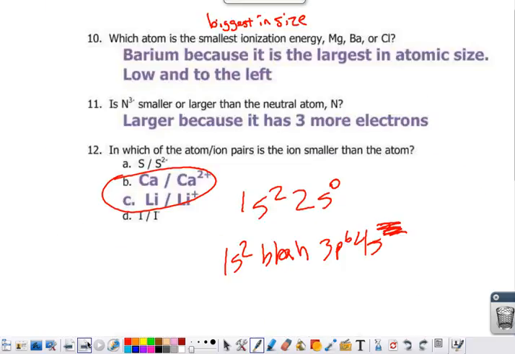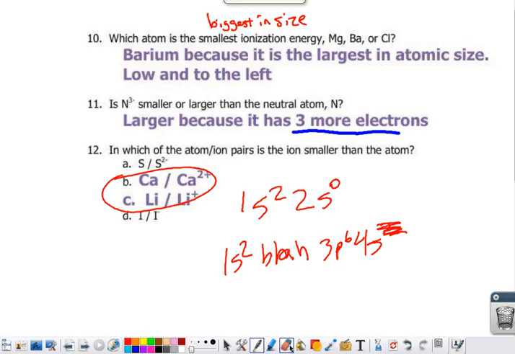Where were we? We're right here. Is nitrogen minus 3 smaller or larger than neutral nitrogen? What does nitrogen minus 3 mean? That means that unlike nitrogen, it has 3 more electrons. So it would be larger because it's gained 3 electrons. In which of the atom-ion pairs is the ion smaller? In the positive pair, because what that would mean is that it's lost an electron.